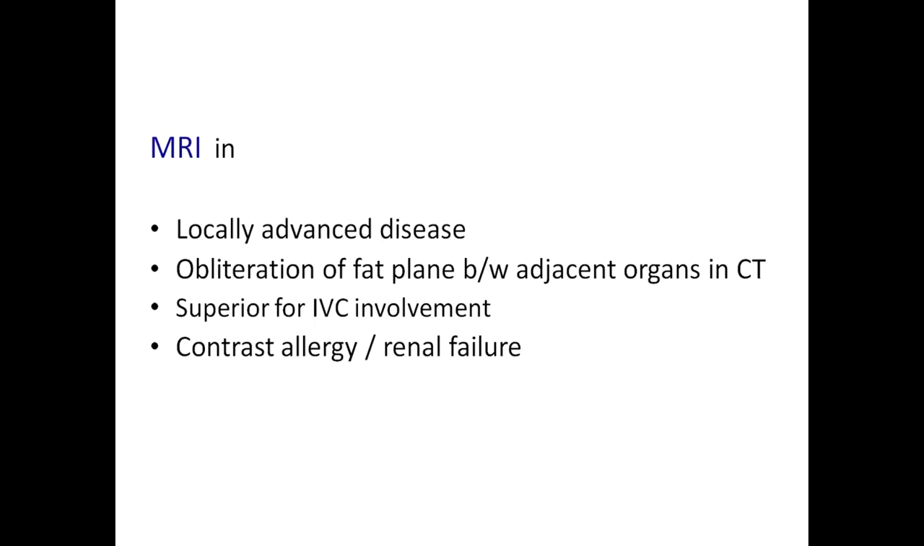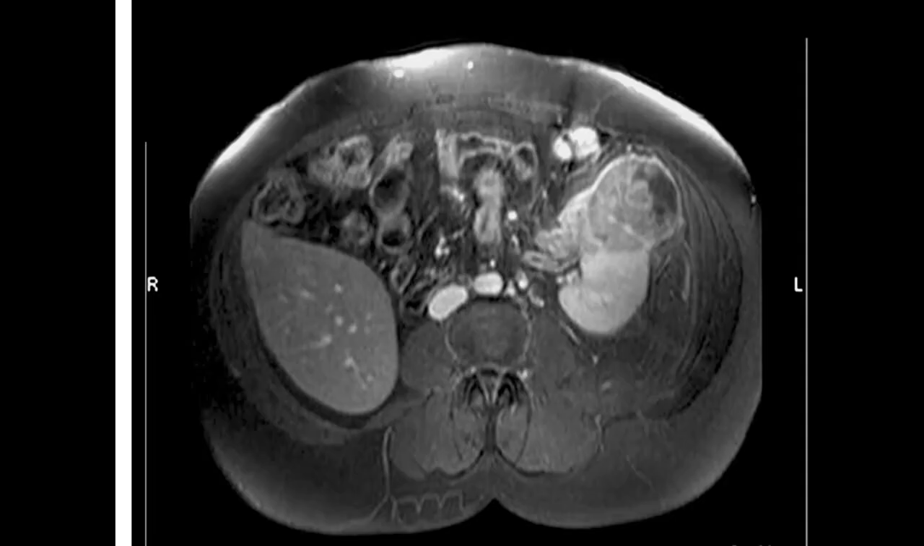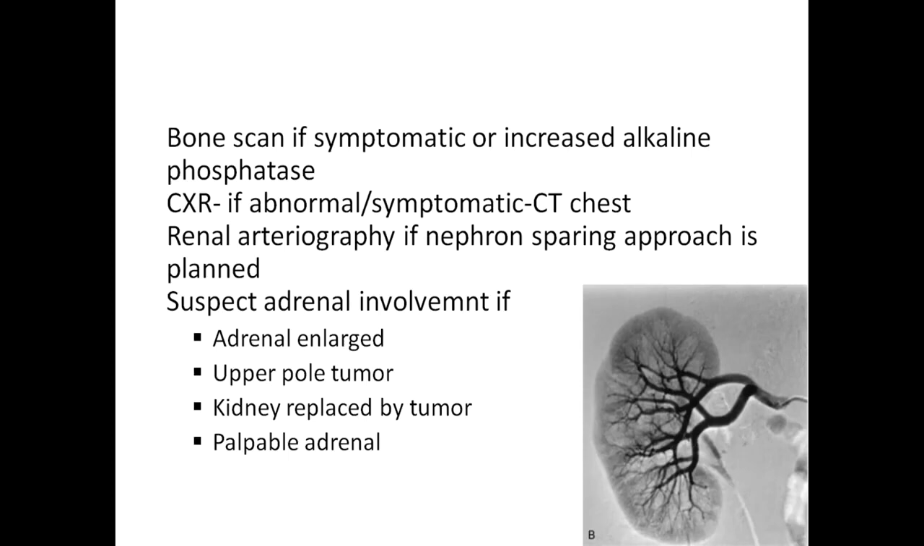And in MRI, as I told you, in locally advanced disease, there is obliteration of fat planes, and it is superior for any IVC involvement. If you are not able to take a CT scan, this is an MRI picture. You can see that large tumor involving the outer aspect of the kidney. Bone scan if there is a suspicion of bone metastasis, and chest X-ray. Renal angiography, if you are planning a nephron sparing approach, a partial nephrectomy, you may do an angiogram.